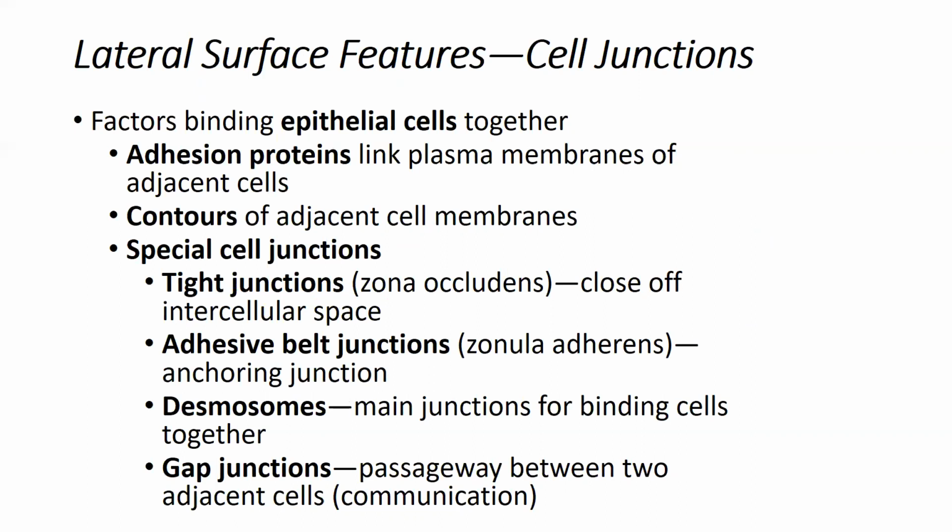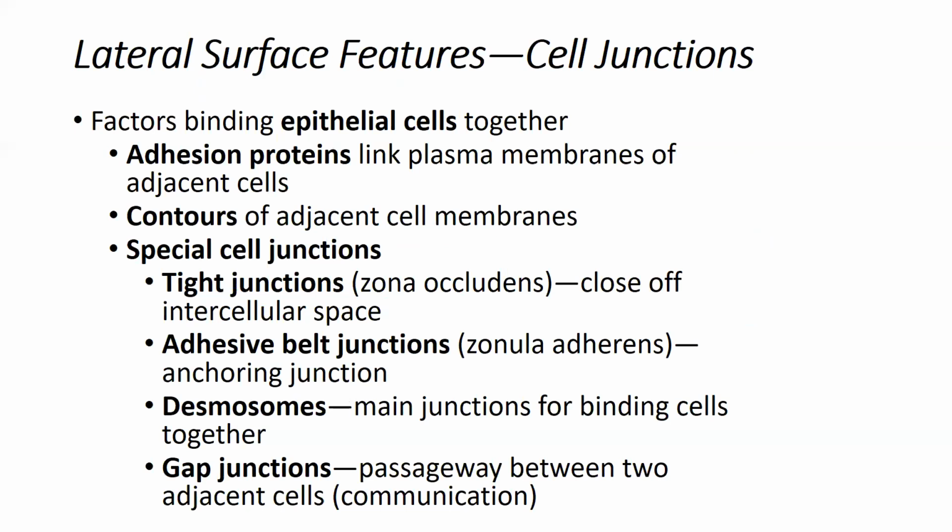These are also called zona occludens. Zona occludens means to close off. And these junctions provide a tight seal between adjacent cells. Zona occludens, a tight seal between these 2 cells. Why? Because we don't want material to sort of seep through the sides of the cells.